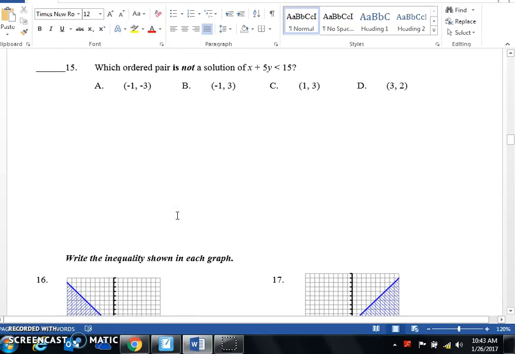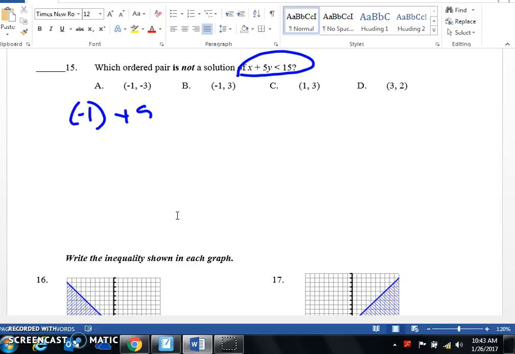Which ordered pair is not a solution? So yes, you could solve for y, and you could graph it and then see if it's in the shaded area. But honestly, guys, just go ahead and use these points and plug them in. Honestly, that's the easiest way. So here's my equation or my inequality. So let's plug it in.